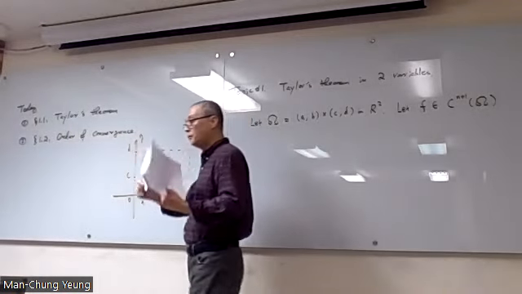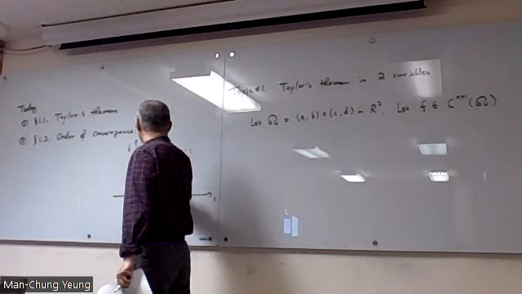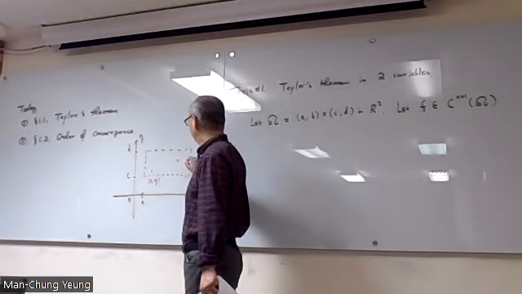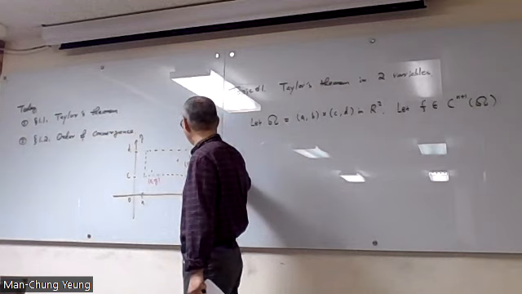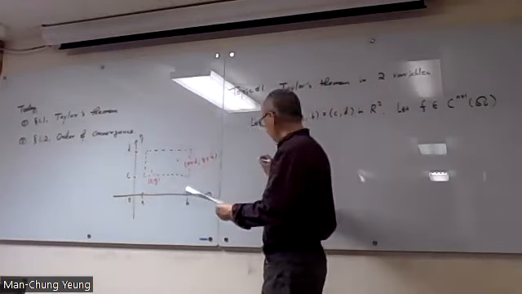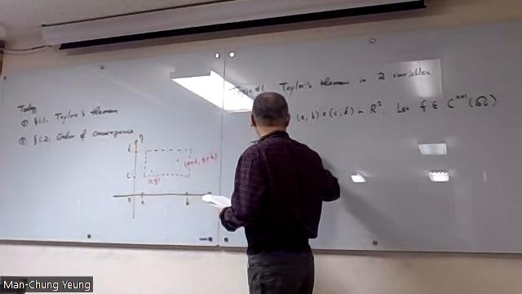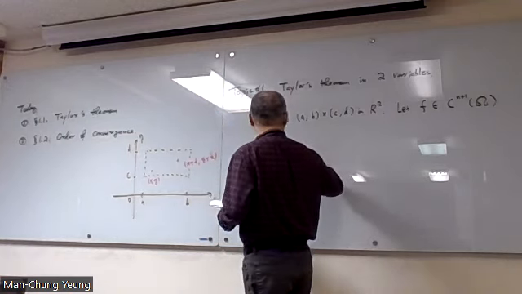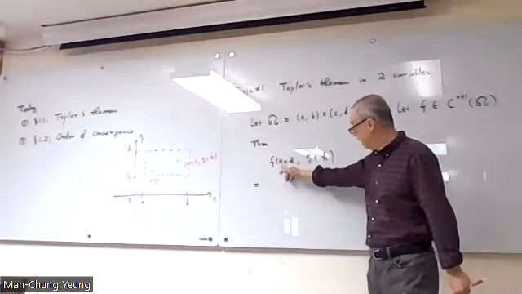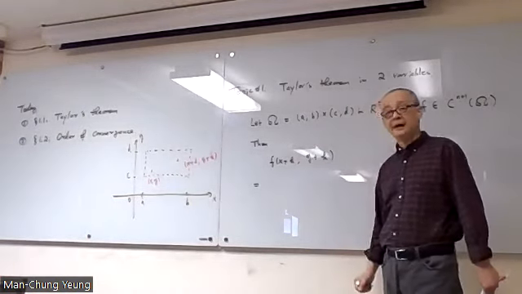Now, in the rectangle, take two points: X, Y, and the second point X plus H, Y plus K. Then consider the function value at X plus H, Y plus K. Here, X and Y are considered to be constants, and H and K are variables.